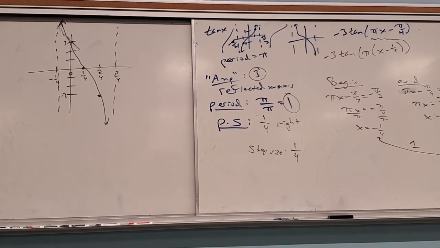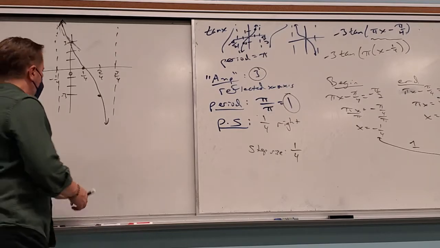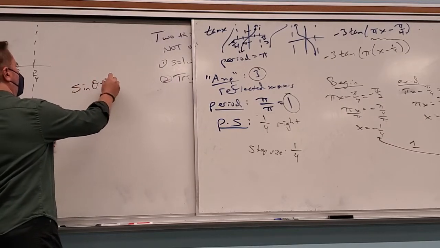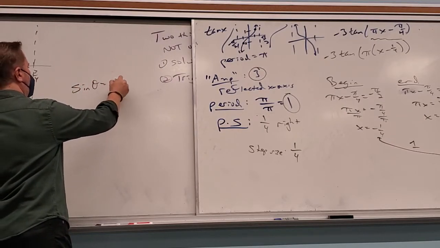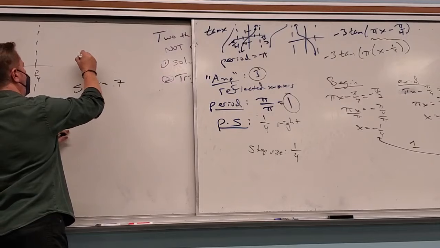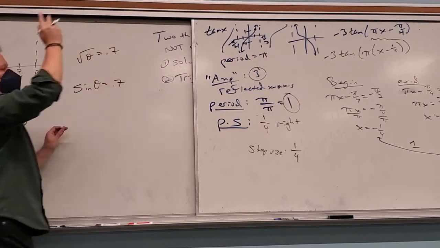By the way, on number 4, I forgot about this, but on number 4, you see where it says, find the value of theta? We can't do that yet. That's from section 8.3. So next, section 8.3, real quick, I'm not going to throw a ton at you. If I knew sine of theta was 0.7, and I want to know what the angle is.